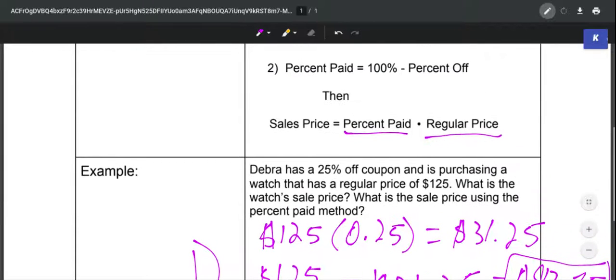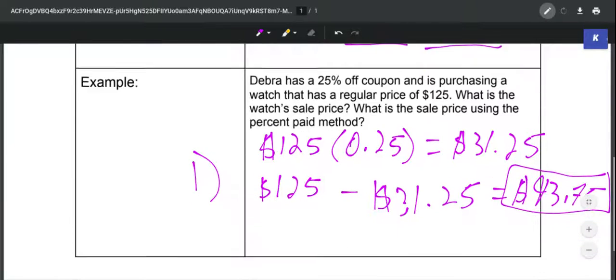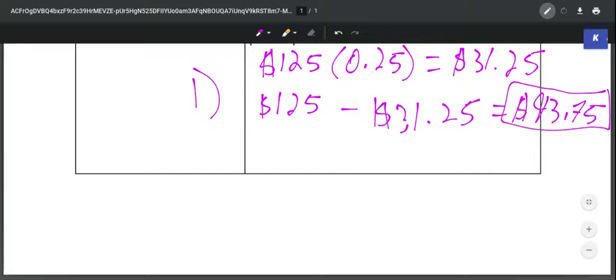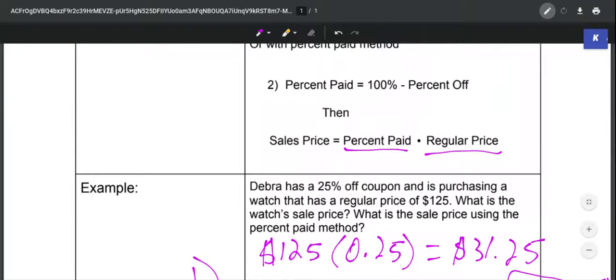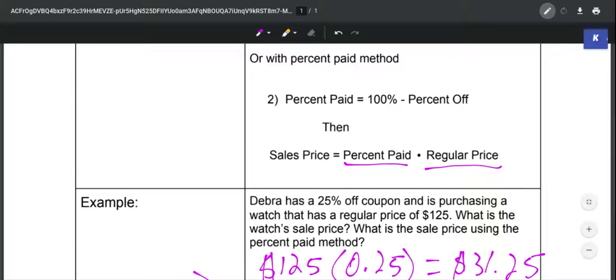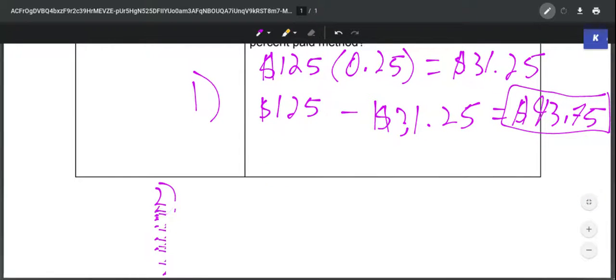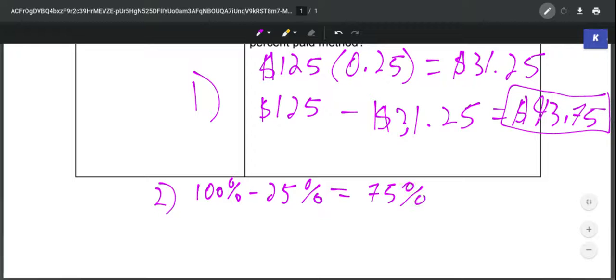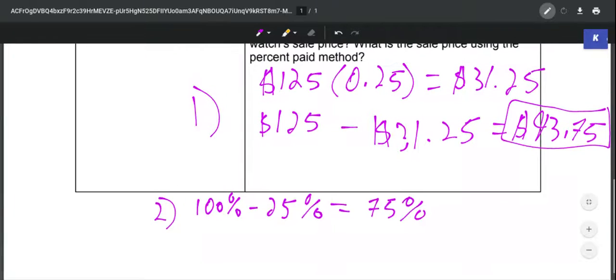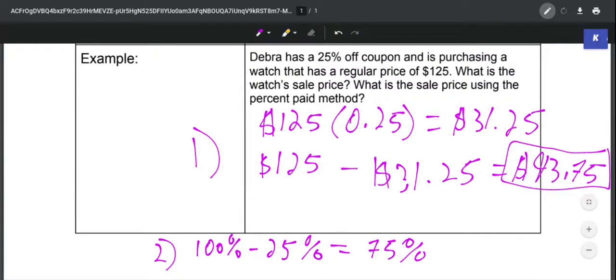The second option I think is just easier, but you're going to have to do both. For the second method, we're going to use the percent paid method. That means you take 100% and subtract the percentage off. So if this is 25%, we take 100% minus 25%. That's going to leave us with 75%. That's actually how much you're paying, 75% of what the regular price would be on this purchase.